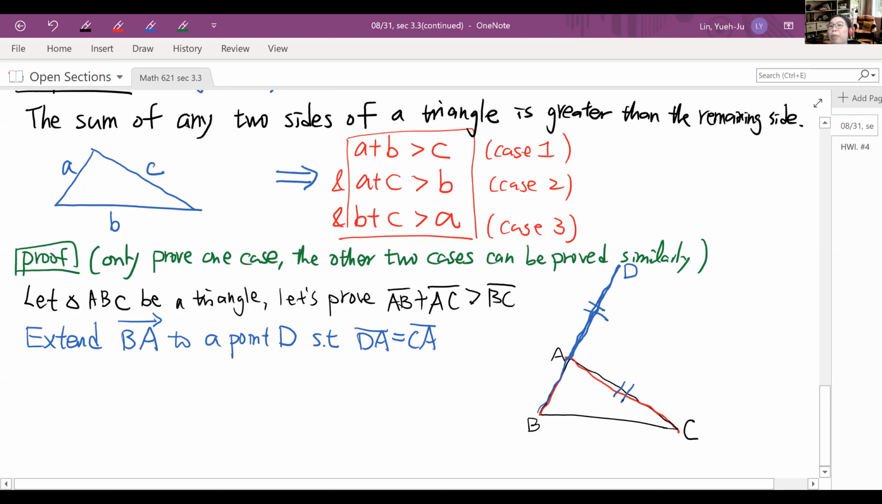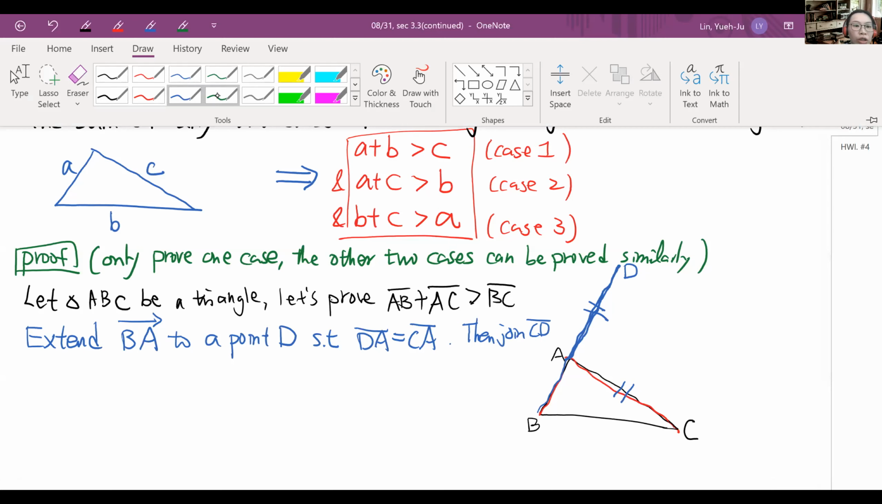Because this is essentially by postulate 2, the axiom, that we can always extend a straight line indefinitely to whatever length we want, right? Okay, so that's the first step. You can see that we need to do this kind of trick here. After this, we join CD. Okay, so let's join CD here.